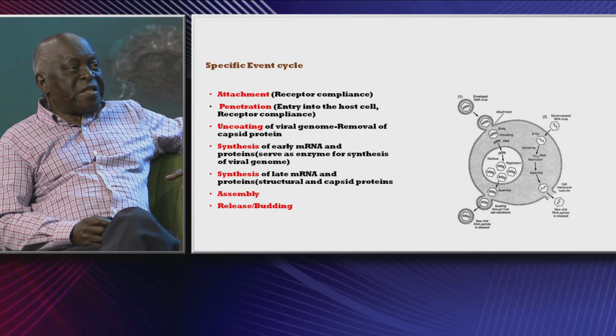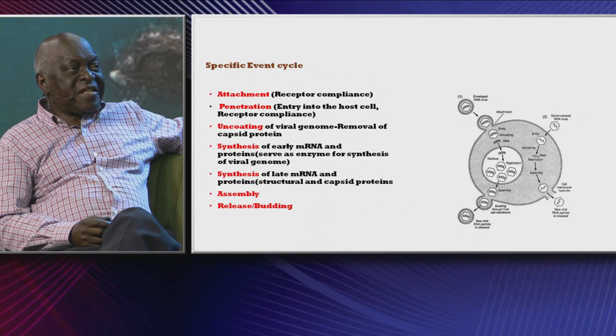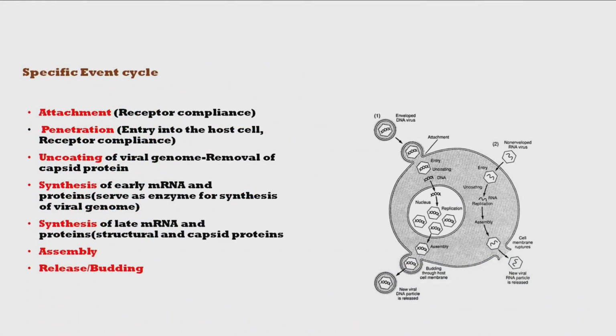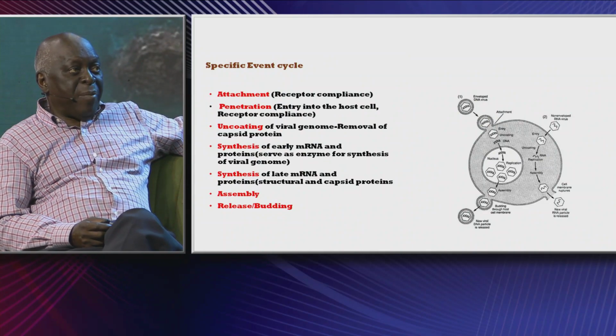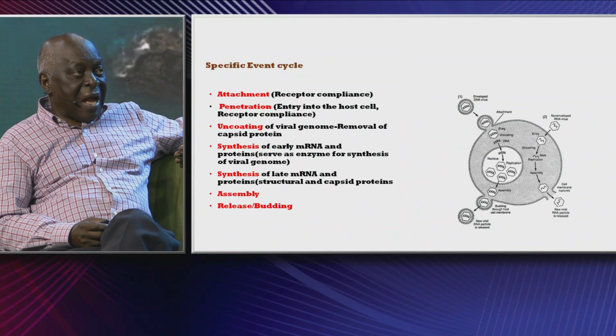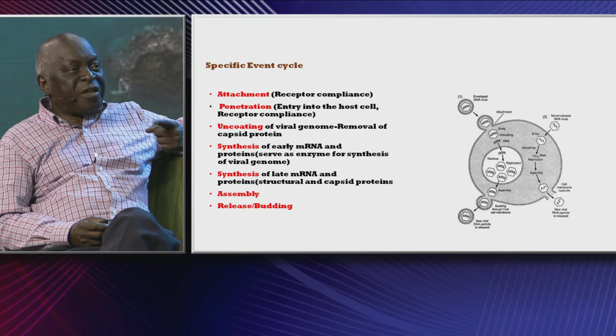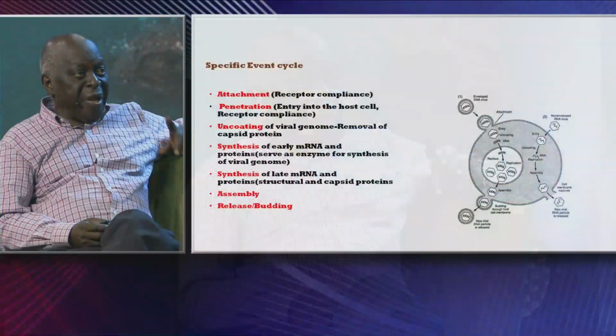The next stage is the specific event stage. You can identify seven steps there: the attachment, penetration, uncoating, the synthesis of both the early and late RNA, the assembly, and the release and budding, which is represented in the diagram on the right. Like I told us before, before the virus can initiate an infection, it must recognize a receptor on the surface of the host cell. If it does not recognize the receptor, an attachment may not take place, and an infection may not be initiated.